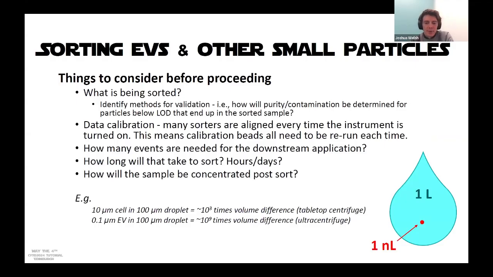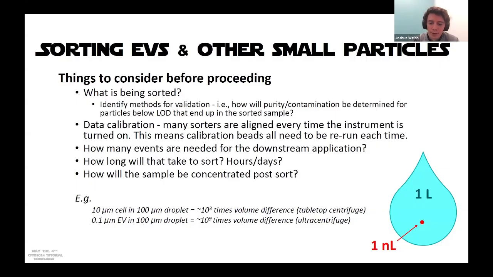So the main thing to take away from sorting EVs is that the commercially available flow cytometry sorters that exist were not designed to sort nanoparticles. They were designed to sort cells, and most cells that are aimed to sort are 6 to 10 microns, give or take.